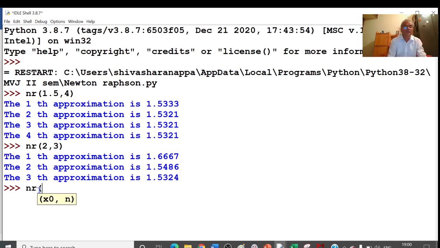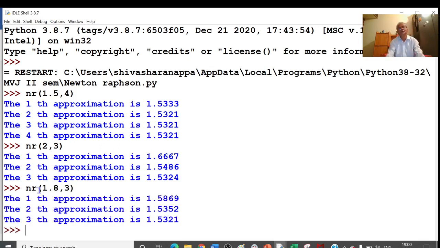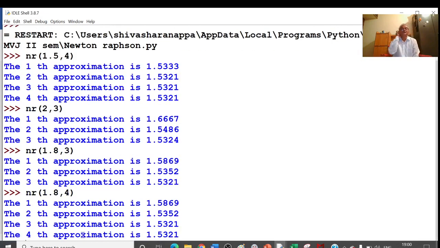Now if I take nr, instead of 2, I take 1.8, comma, again 3 iterations, enter. Again this has not converged. I will make 4 iterations. I think it has converged in the fourth step. Okay. Thank you. I'll stop here.